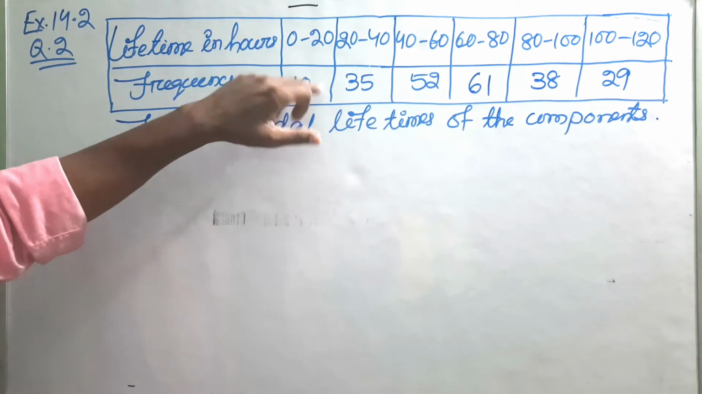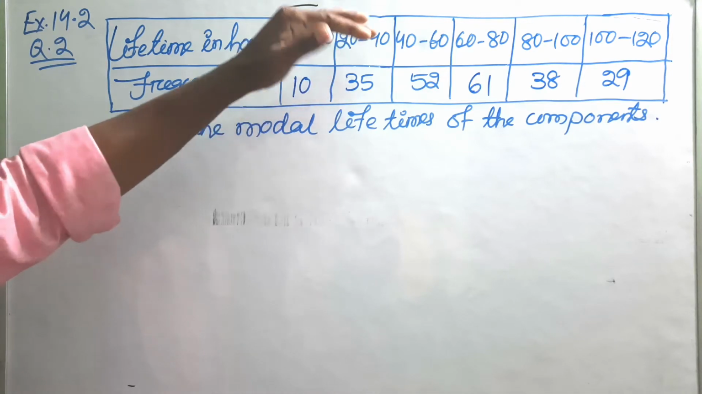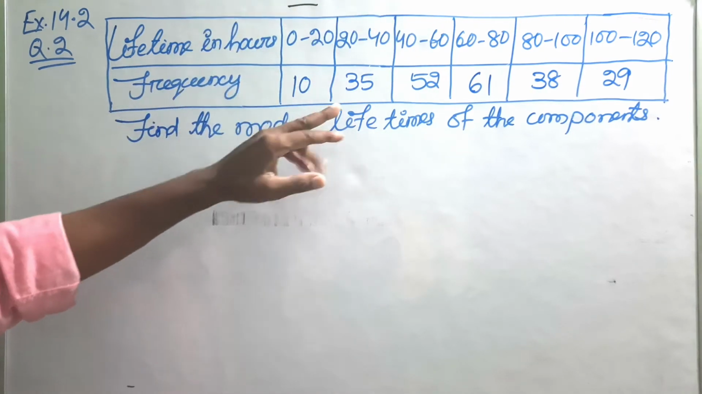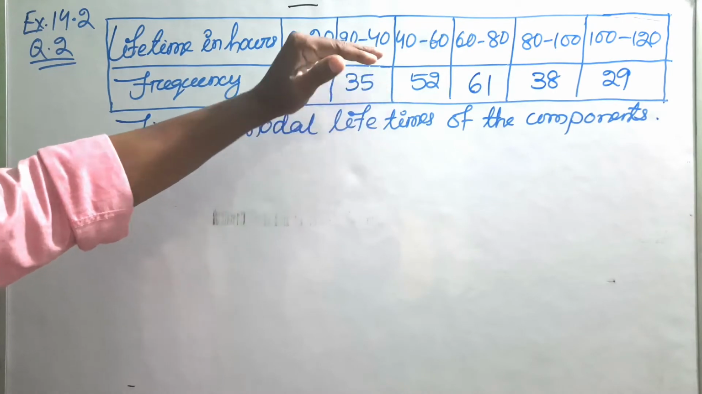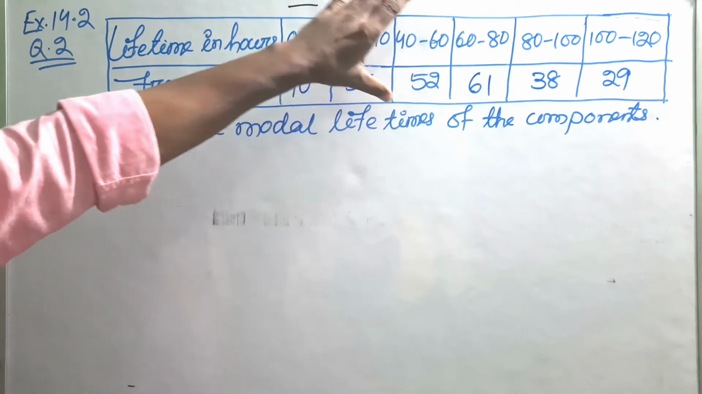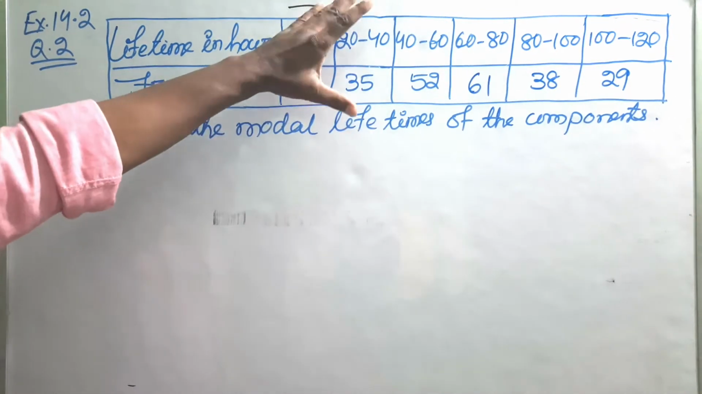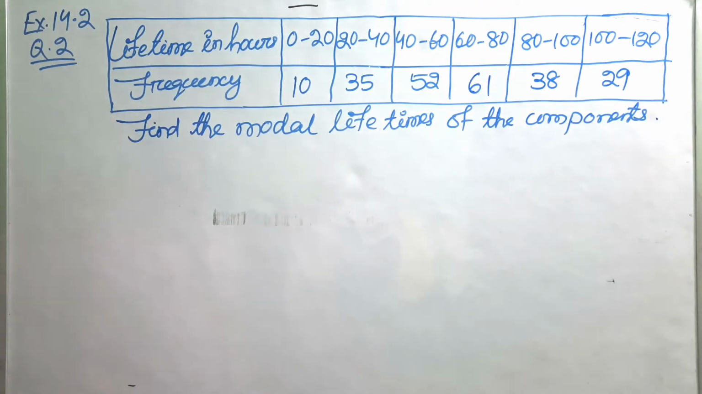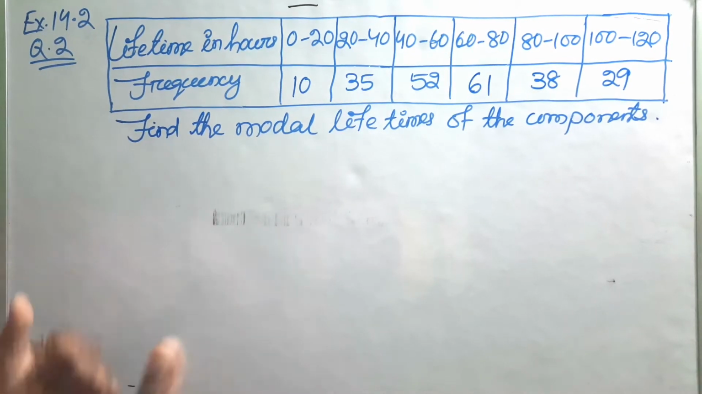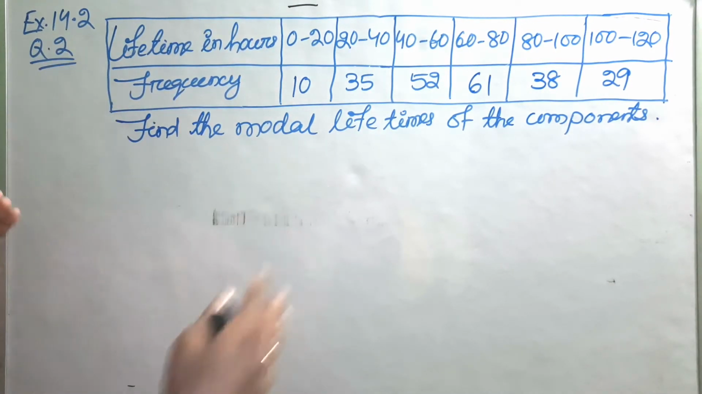That means 10 electrical components have lifetime between 0 to 20 hours. Similarly, 35 electrical components have lifetime between the range 20 to 40. So in this way the data is given. Now we have to find out the modal lifetime of these electrical components. The question is how to find out the mode.